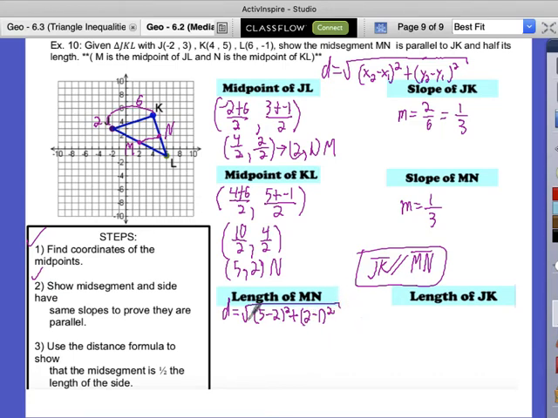So my first step is d is equal to the square root of 5 minus 2 being squared plus 2 minus 1 being squared. What is 5 minus 2? 3 being squared plus, what's 2 minus 1? 1 being squared. 1 squared is 1. What's 3 squared? 9. 9 plus 1. What's 9 plus 1? The square root of 10. We'll hold that there for a second. Now we're going to do the length of JK.